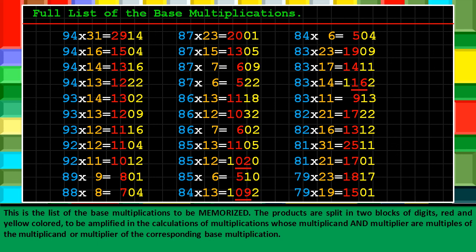This is the list of the base multiplications to be memorized. The products are split in two blocks of digits, red and yellow colored, to be amplified in the calculations of multiplications whose multiplicand and multiplier are multiples of the multiplicand or multiplier of the corresponding base multiplication.